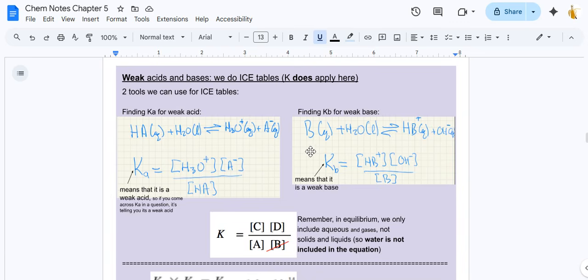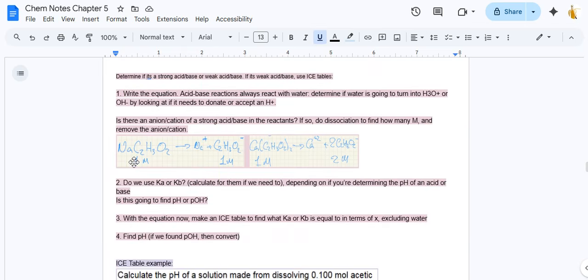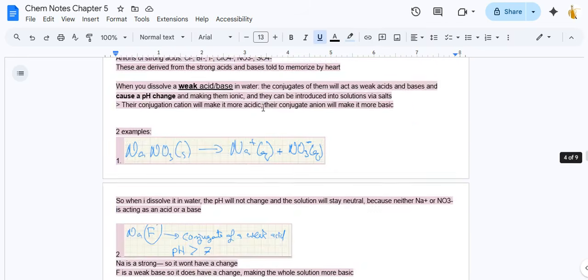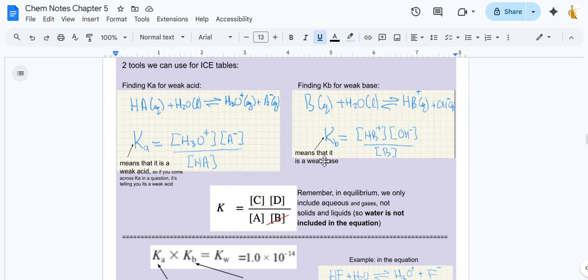The only difference between these two is for this one, we're finding the K value for acids. For this one, we're finding the K value for bases. So just know that if a question, let's say for the table questions, we'll do it in a second, says Ka is equal to something, we know it's the K value for the weak acid. That's just what these say.